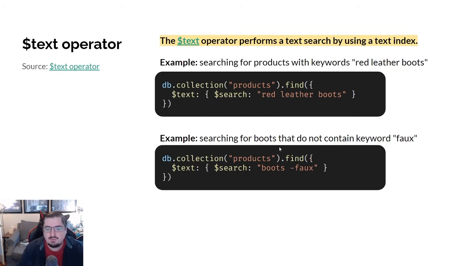We can also do things like, say we want to search for products that don't contain a word. You can just put a dash in front of this. So boots dash faux will mean it doesn't contain anything with faux. So this would say, don't give me things with faux leather, right? Give me boots, but not ones that have faux leather. So we can specify things like that using the dash.